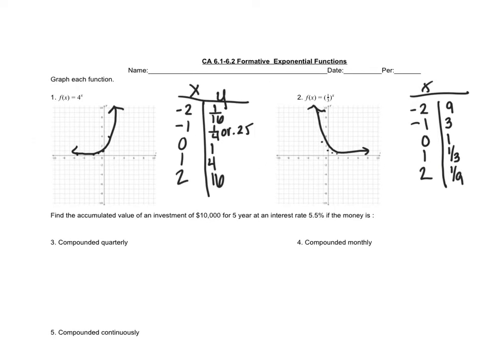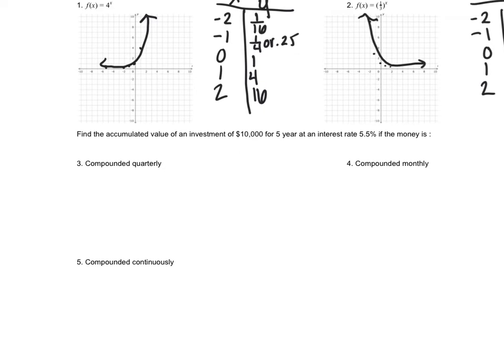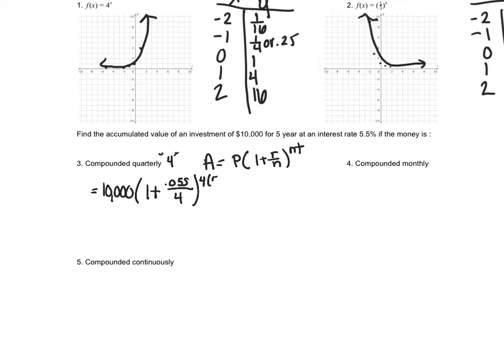All right, remember that we have two formulas for this. We use Pert when it says compounded continuously. For numbers 3 and 4, we're going to use A equals P times (1 plus r over n) to the nt power. So compounded quarterly means that it's 4 times a year. So here we go. Our principal is the amount we put in. That's our 10,000. 1 plus my rate is 5.5, so we're going to divide it by 100 and get rid of that percentage. Quarterly is 4, and then 5 years.